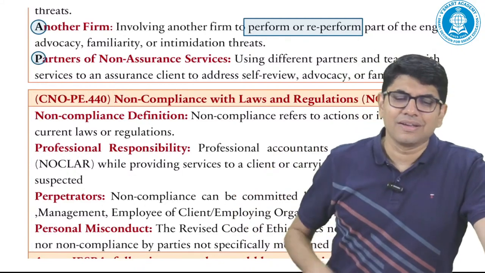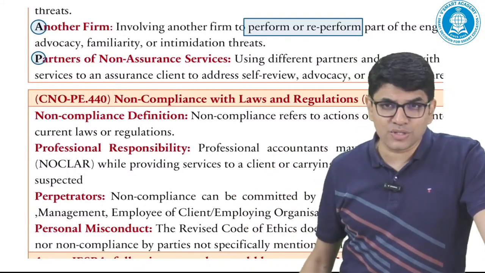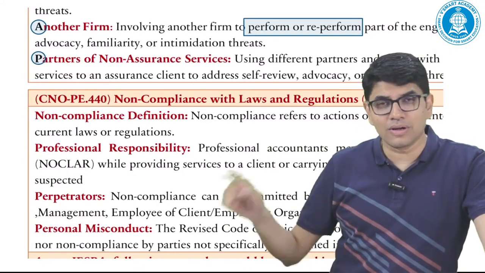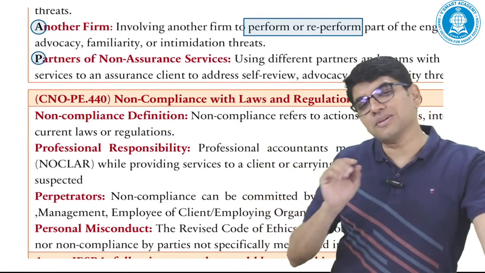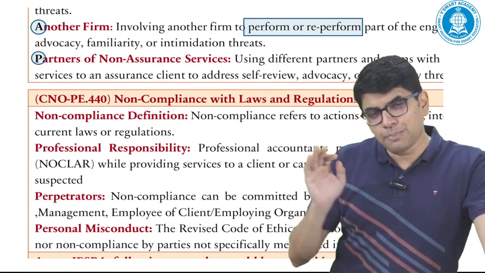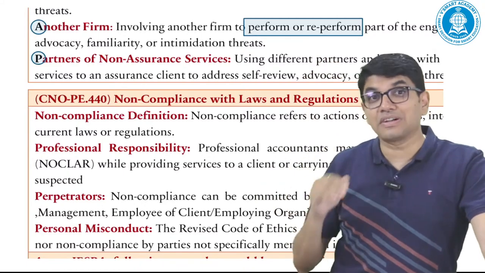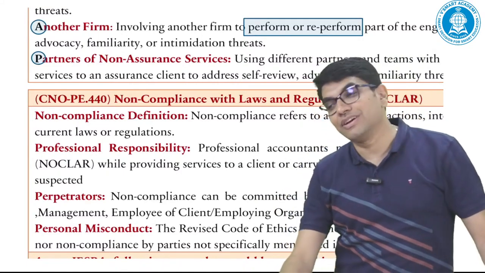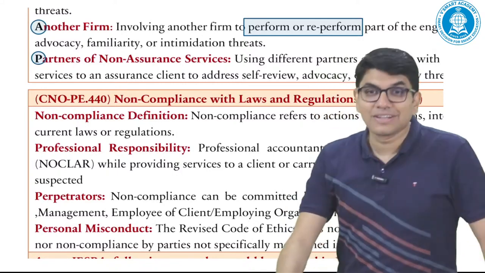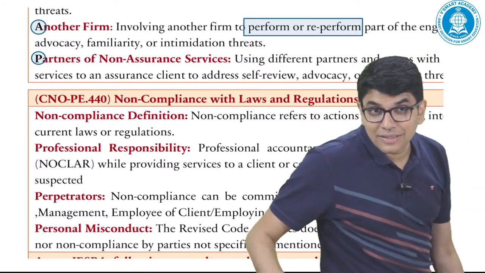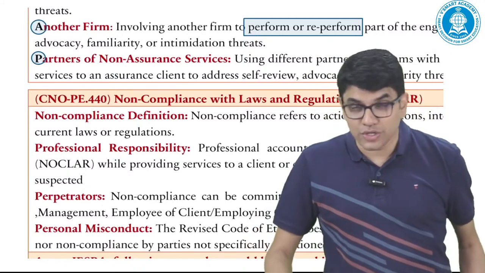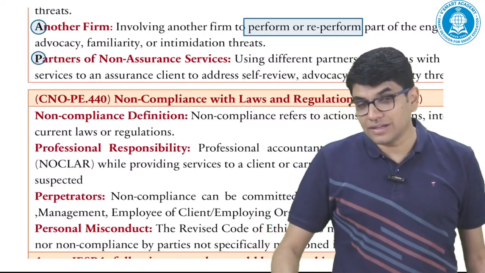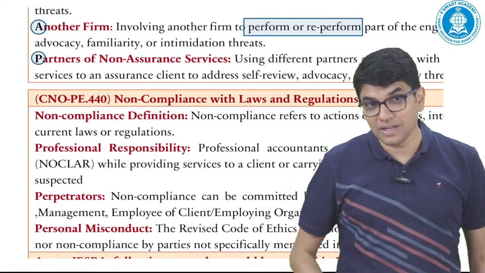Familiarity threat. Okay. So intimidation threat. You are intimidating us, but audit is done by someone else. So this is a masterstroke. Appointing another firm is a masterstroke, but definitely it is going to come with cost. Cost is going to matter. But then in some situations, you have to take these steps to reduce threat to an acceptable level.